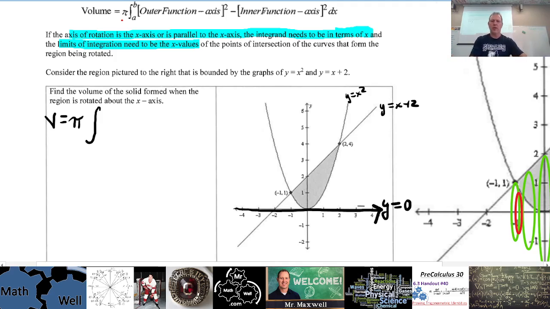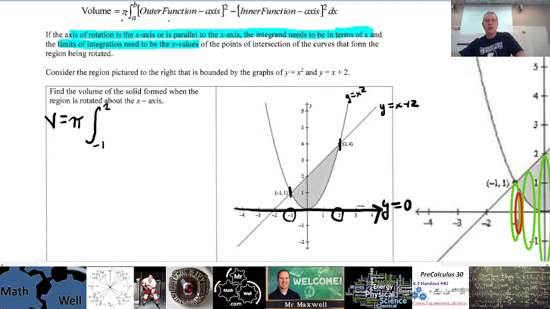So what are our limits of integration going to be? Well, this area here is bounded by x equals -1 all the way to x equals what? 2. You see that? So my limits of integration are from -1 to 2. And the integral means I need to find an area. So the area here is represented by these two functions.